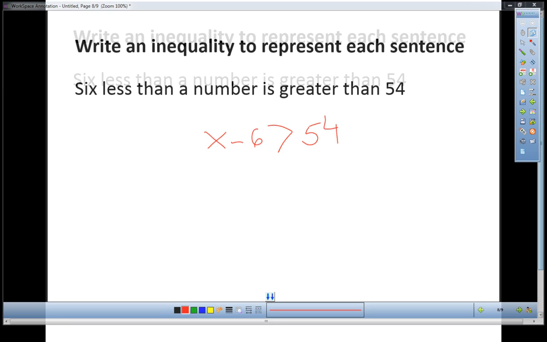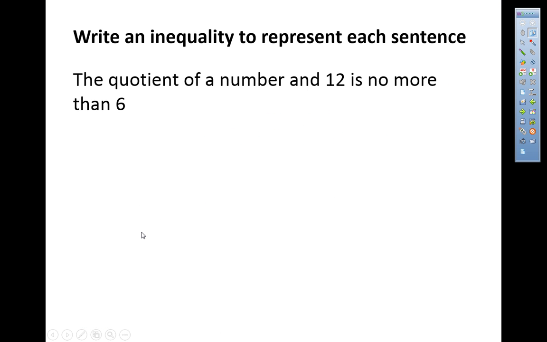That's fair, right? Okay, so this is a little bit trickier. The quotient of a number and 12 is no more than 6. I'll give it 15 seconds to think about it. Then I'm going to pick on a random person. Okay, here we go. Ready, set, and go.